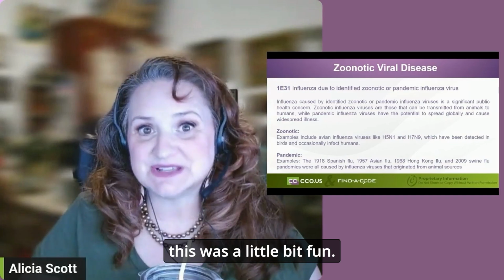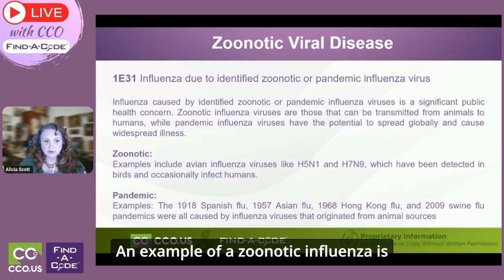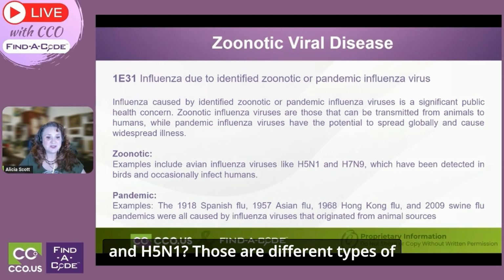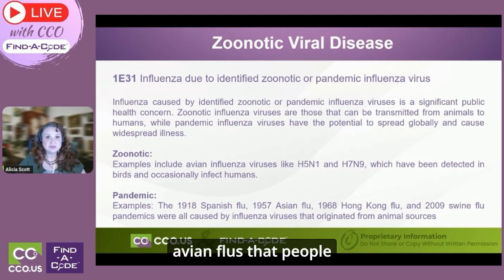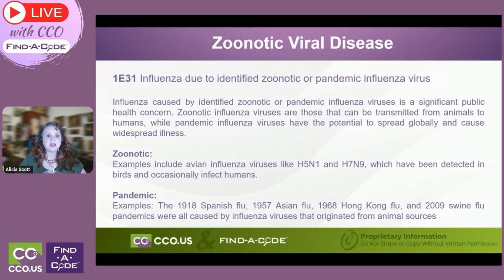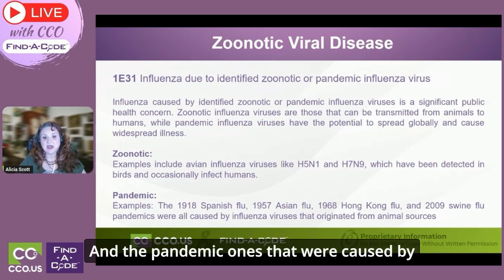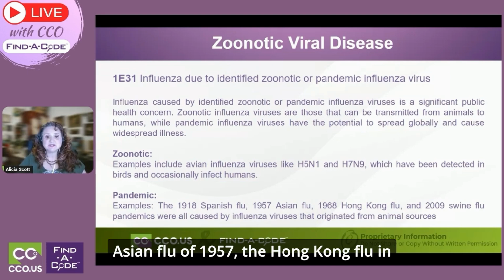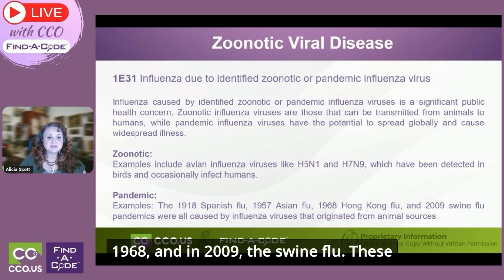Doing the research for this was a little bit fun. An example of a zoonotic influenza is H5N1 or H7N9. So you guys remember H1N1 and H5N1? Those are different types of avian flus that people were infected by birds. And the pandemic ones that were caused by animals are the Spanish flu of 1918, the Asian flu of 1957, the Hong Kong flu in 1968, and in 2009, the swine flu.